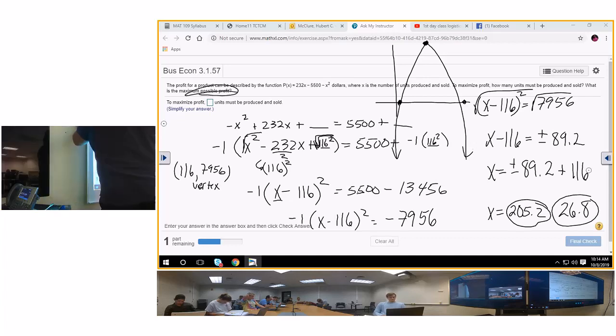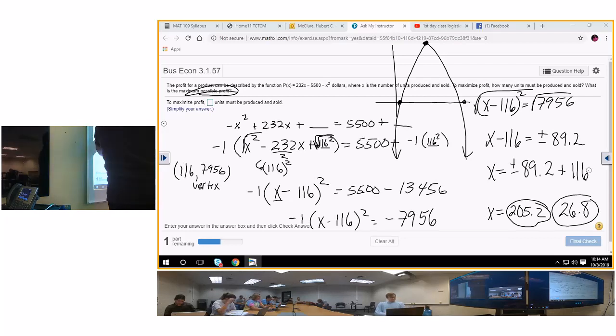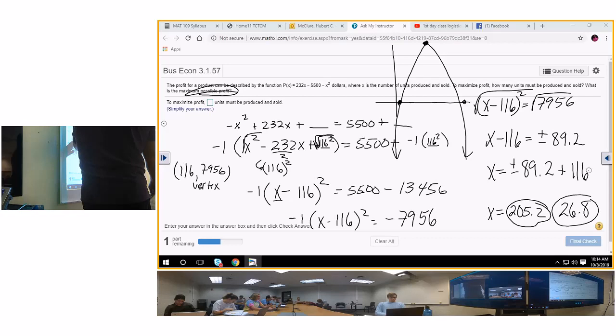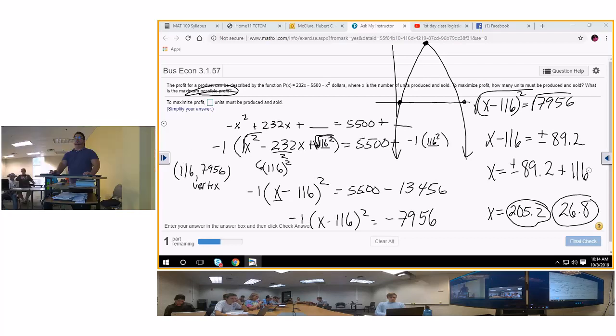Well, that means at 116 units, you're making 79.56 on the profit. So to maximize profits, 116 units must be produced. Capiche?